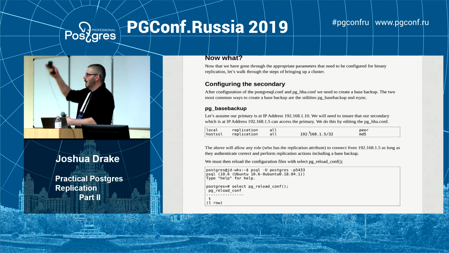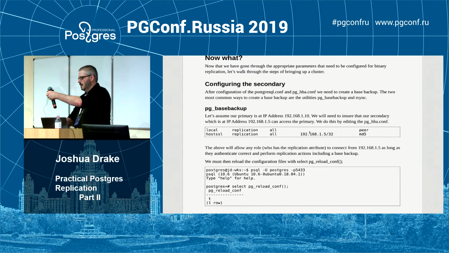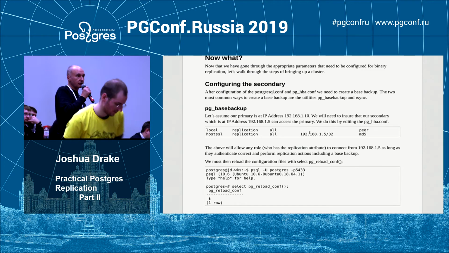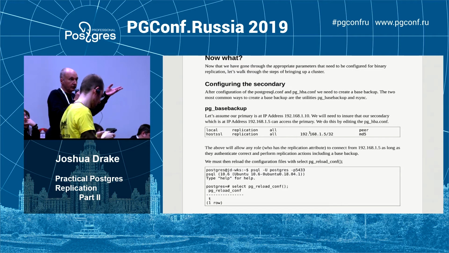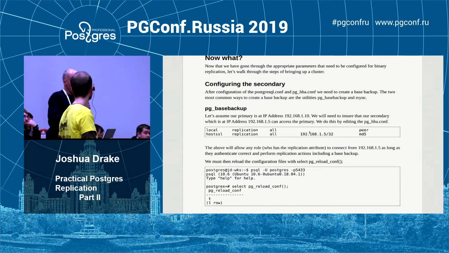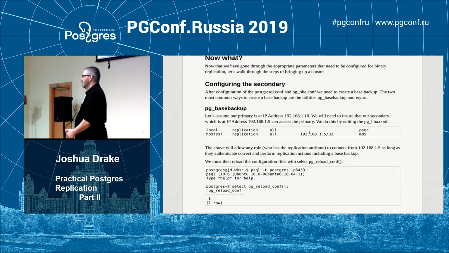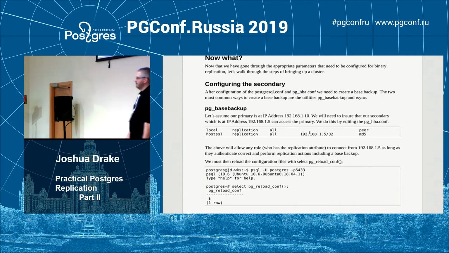Joshua, please tell me, is it possible to use simultaneously archive command and replication slot? For example, archive command for backup and point-in-time recovery, and replication slots for replication. Yes. They don't interfere and no. Thank you.